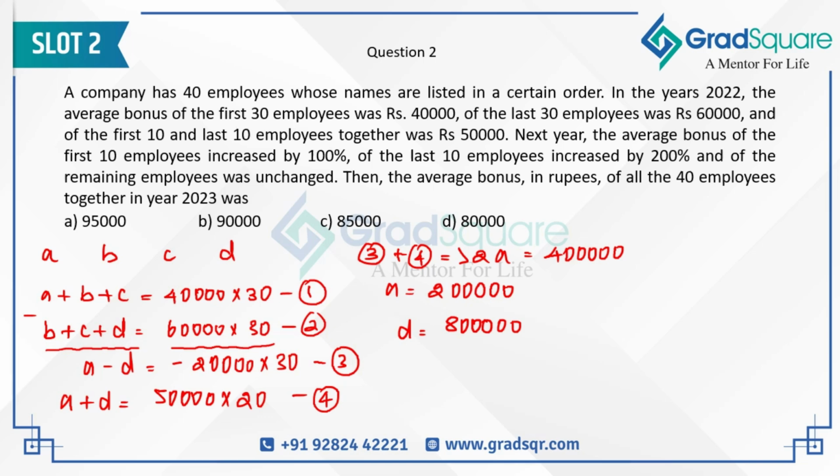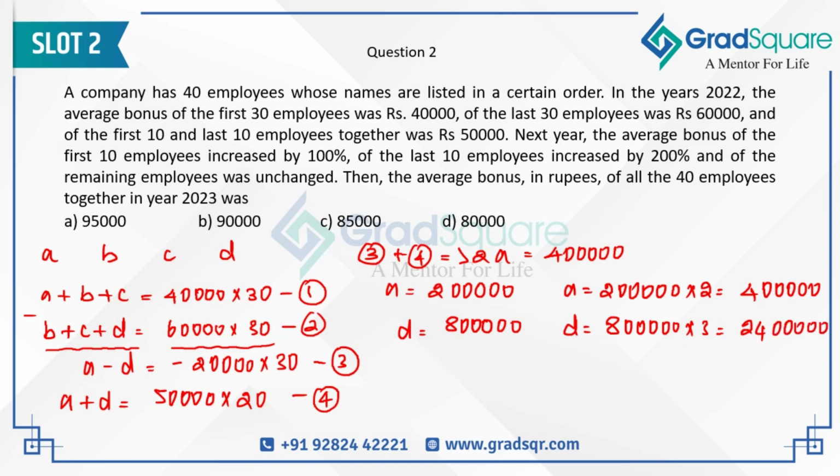Now in 2023 there is an increment of 100% for the first 10 employees. So A will become what? A is 2 lakh. An increase of 100% means it will become 2 times, right? So it is equal to 2 times 2 lakh, which is going to give me 4 lakh. Now that of the last 10 employees, it is going to increase by 200%. That means it is becoming 3 times. So 8 lakh into 3, which is going to be 24 lakh.